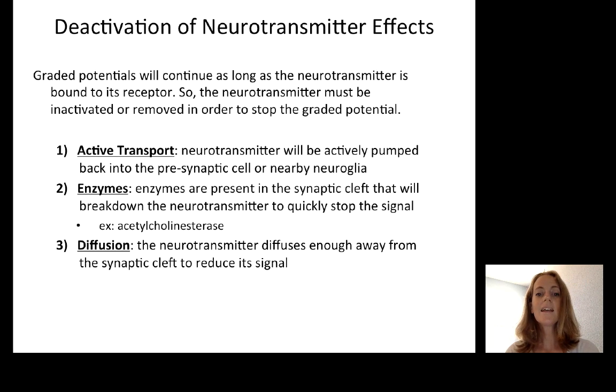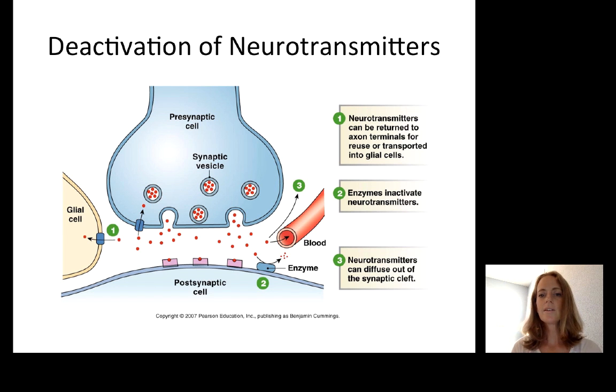The second, sometimes there are enzymes in the synaptic cleft that will break down the neurotransmitter so that it no longer activates the receptor. One example of this is acetylcholine esterase, which I'll show you in a minute. The third is diffusion. Sometimes the neurotransmitter will diffuse far enough away from the synaptic cleft that it will no longer bind to the receptors, and that will reduce the signal. So these are visuals of those 3 different possibilities.